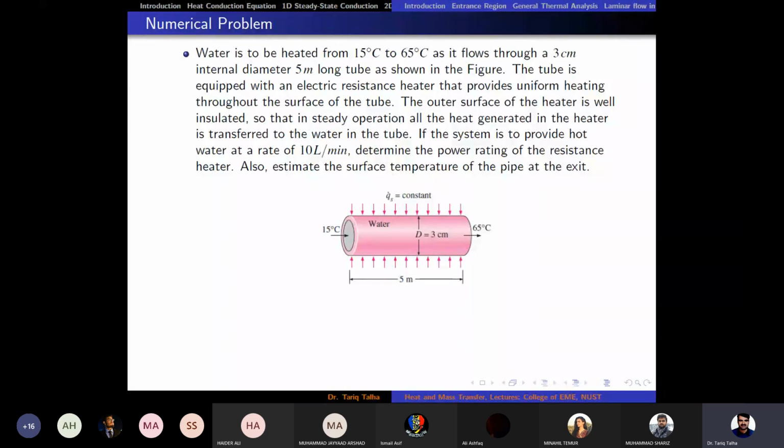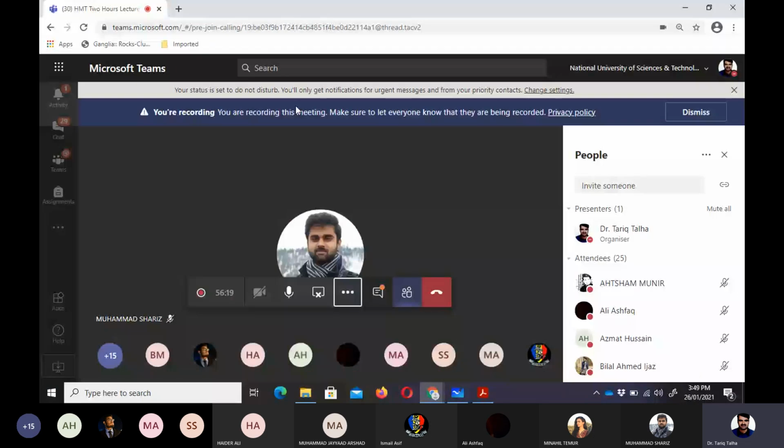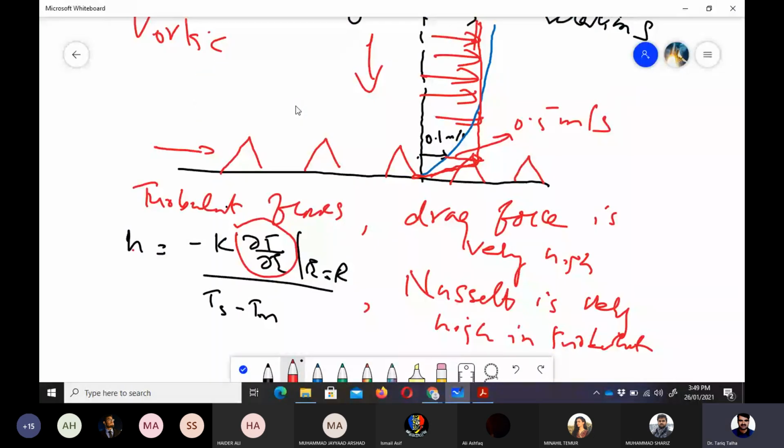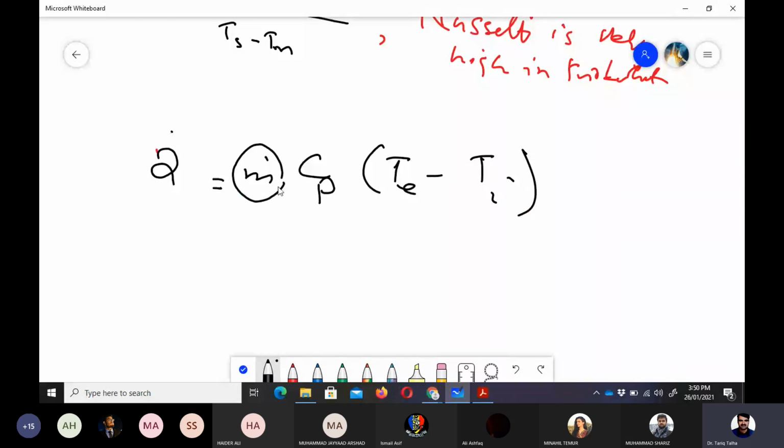One is the power required for that resistance heating. That power can be calculated very easily, because for the power calculation we want to calculate the heat transfer rate, so we can calculate q dot is equal to m dot Cp into (Te minus Ti). So m dot would be equal to rho into volume flow rate.